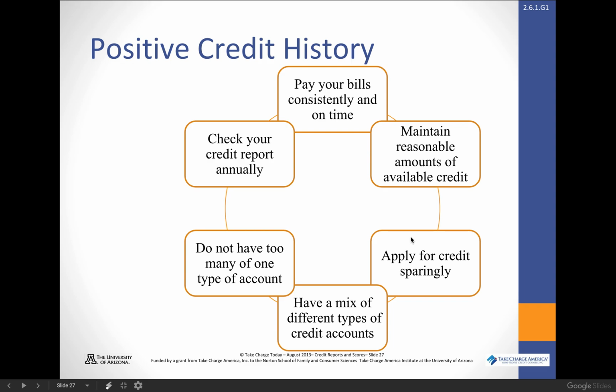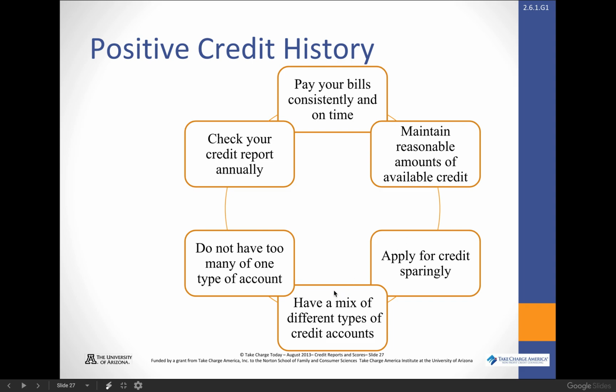I don't want to be consistently applying for new types of credit. I want to do that rarely and only when I actually need to. Because again, every time I apply for credit, I am having a credit inquiry, and that affects negatively on my credit report.